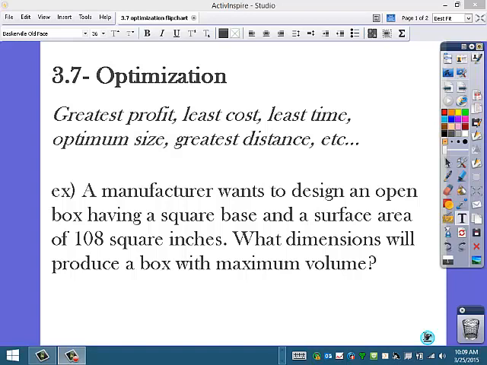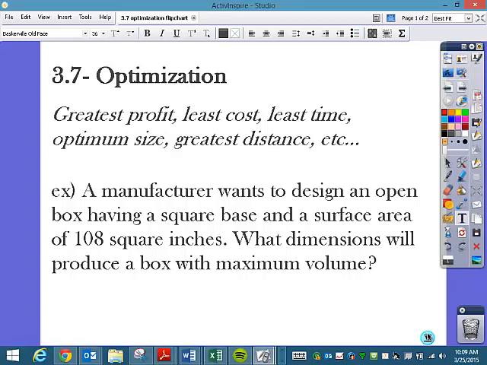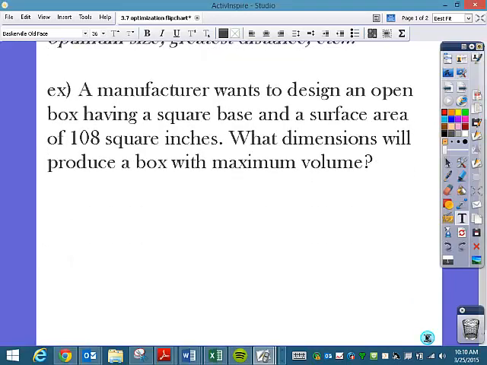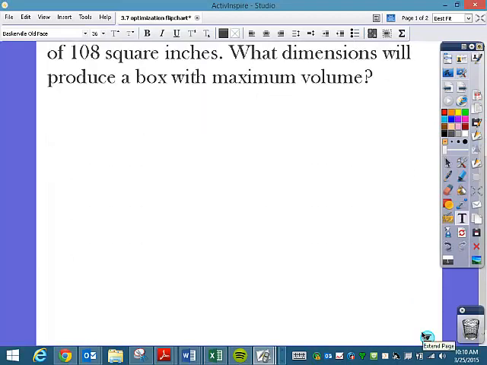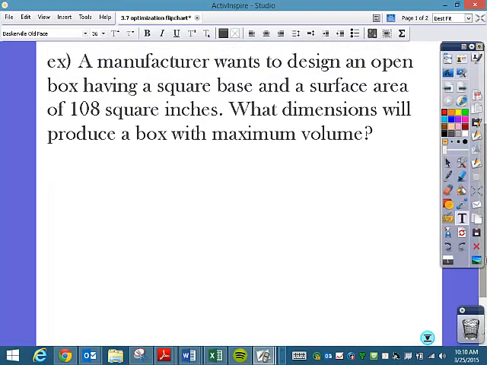So our first example is we have a manufacturer who wants to design an open box having a square base and a surface area of 108 square inches. What dimensions will produce a box with maximum volume? So we are trying to design a box in such a way that the volume is maximized. First, let's draw a picture.